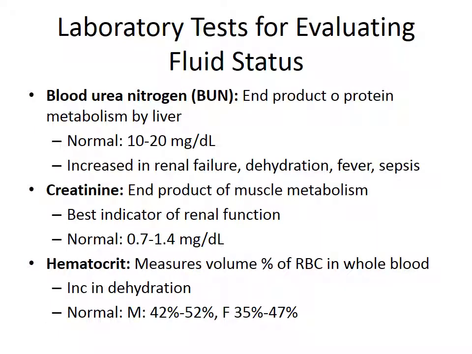Other laboratory tests for evaluating fluid status include the BUN, or the blood urea nitrogen. It's the end product of protein metabolism by the liver. The normal is 10 to 20, and it increases in renal failure, dehydration, fever, and sepsis.